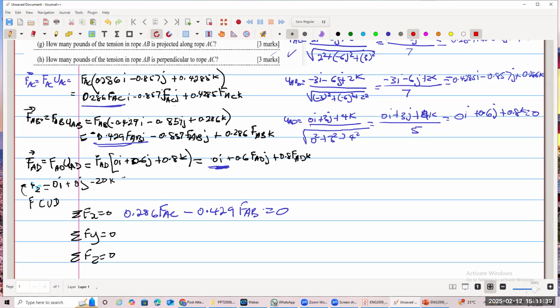Let me use a different color now for the Y. So the Y would have been this one, for that one, this one, and this. So this is Y. Let's write them. So it is minus 0.857 FAC. Then what about AB now? It would have been minus 0.857 FAB. And then the last one would have been plus 0.6 FAD equal to 0.